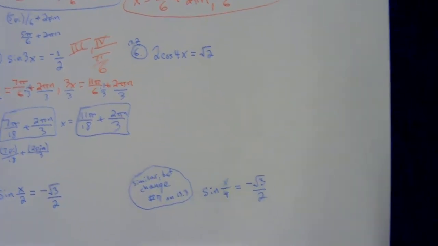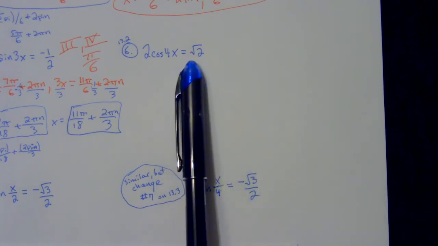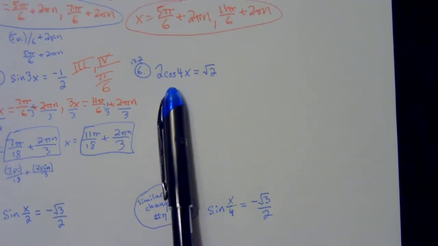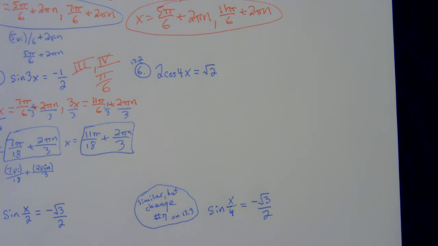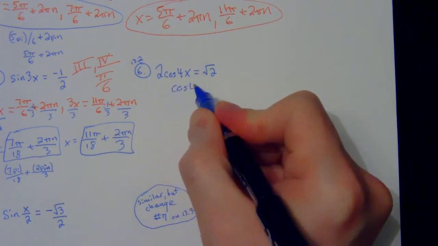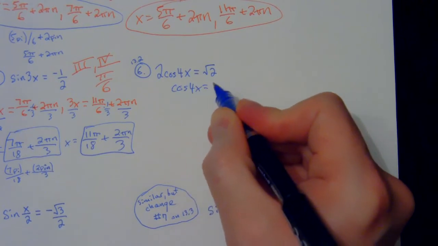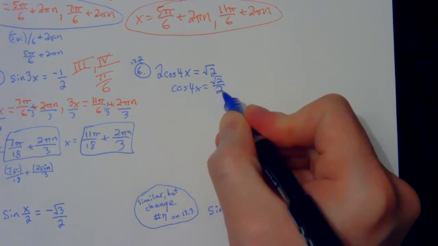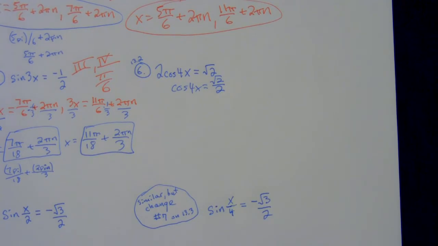I'll do the same thing on this one. Got a weird angle. I first isolate the trig function, right? You've got to get sine equals something, cosine equals something. So I'm going to first divide both sides by the 2. That'll give us cosine of 4x equals square root of 2 over 2. And then be careful with your signs there.